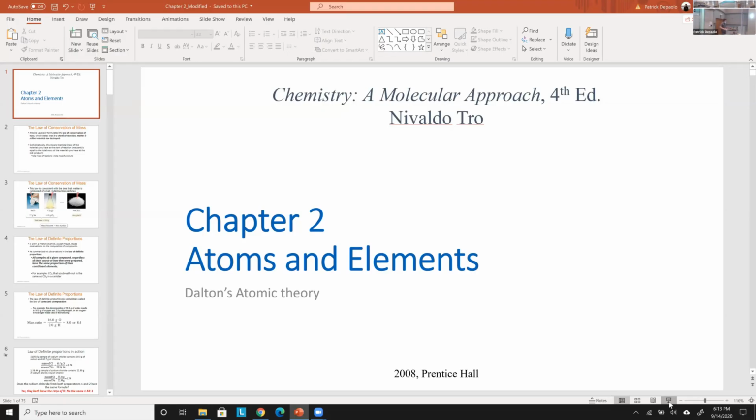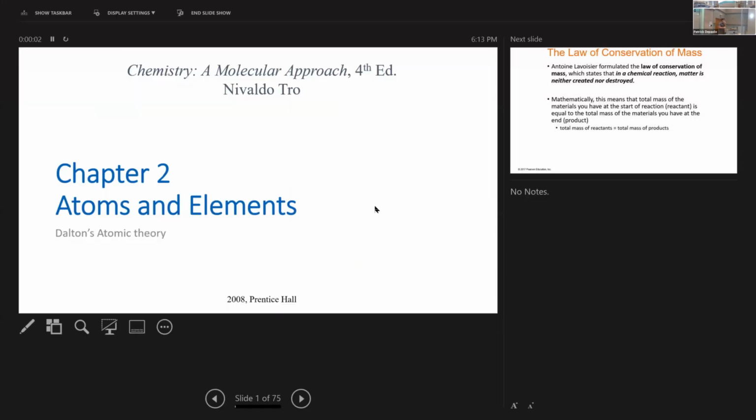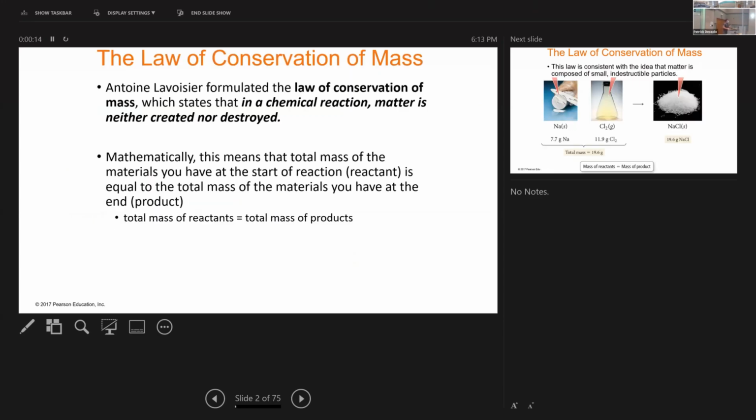Chapter 2. So, atoms and elements. Today we're going to be learning more about actual chemistry rather than just units and measurements. So it's going to be more interesting and we're going to learn a lot. We'll start off with the basics.